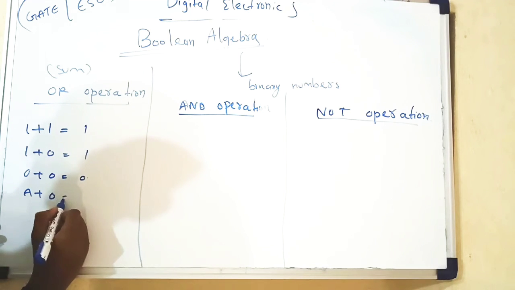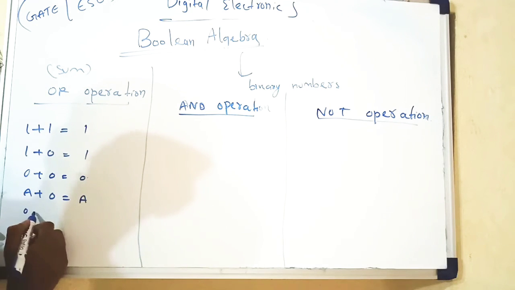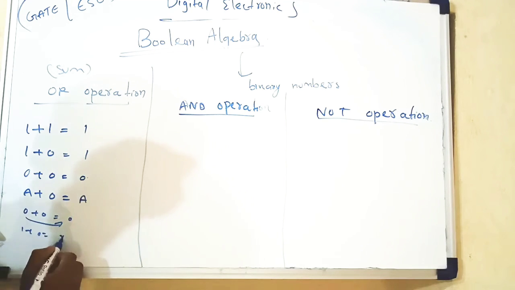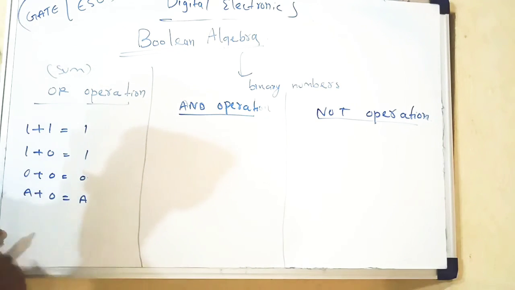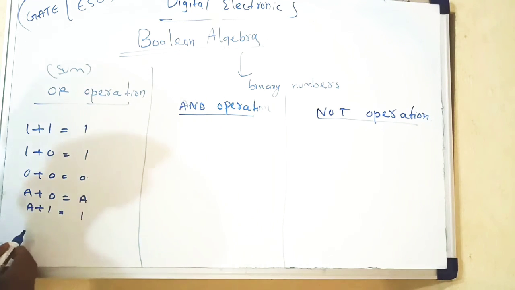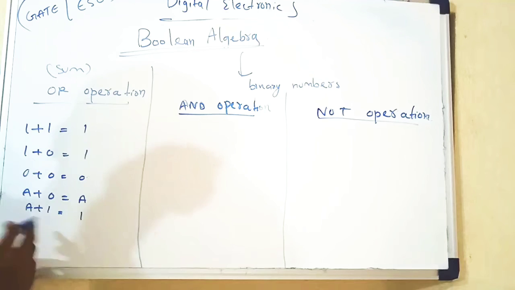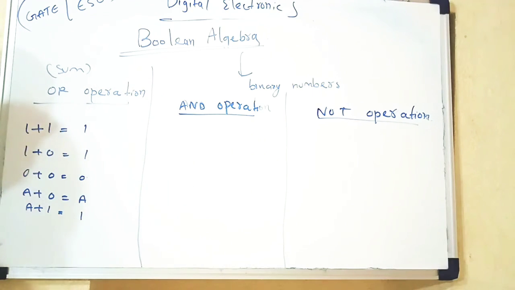A plus 0 is A, because A takes either value 0 or 1. If I am taking A value as 0, 0 plus 0 is 0. If I am taking 1 plus 0, this is 1. I am getting the value of A. So A plus 0 is A. A plus 1 is nothing but 1, because if we add 0 to 1, the value will be 1, and 1 to 1 also the value will be 1. Anything that is added to 1 will give the answer as 1. This is the OR operation.